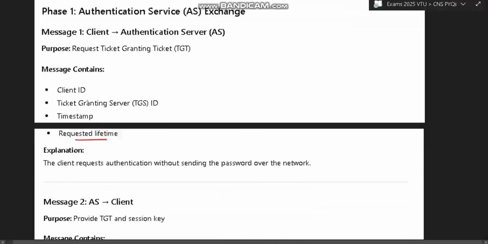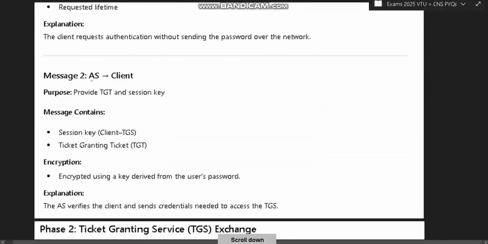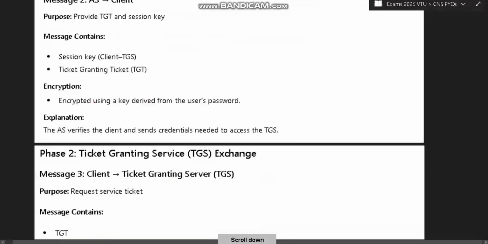So along with the message contents, the requested lifetime is also added here. The client requests authentication without sending the password over the network. Second, the AS replies back to the client, providing the TGT and session key. Encryption happens using a key derived from the user's password. The explanation is that the AS verifies the client and sends the credentials needed to access the TGS.